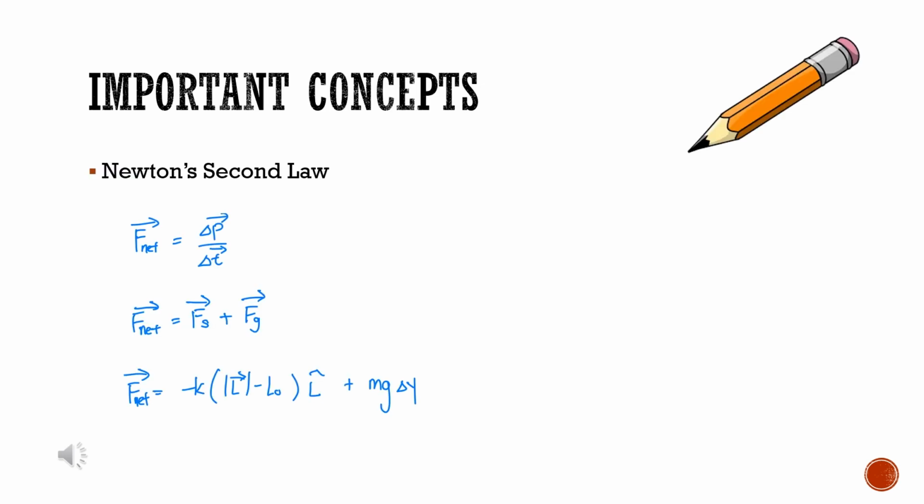Some important concepts that we're going to be looking at are Newton's second law, which includes the change in momentum over time. We can see that the total net force in this experiment, particularly the total spring force as well as the total gravitational force, would be equal to the total net force. So the total net force will be negative k multiplied by the change in length of the spring multiplied by L hat, plus the gravitational force mg delta y.